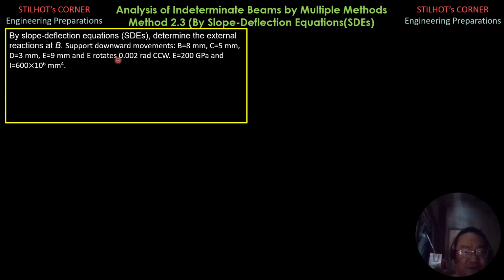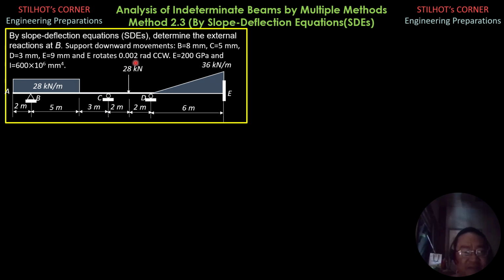By slope deflection equations, determine the external reactions at B. Support downward movements: at B we have 8 mm, at C 5 mm, at D 3 mm, at E 9 mm, and E rotates at the same time 0.002 radians counterclockwise. The modulus of elasticity is 200 gigapascals, and the moment of inertia for the beam is 600 times 10 to the 6 mm to the fourth.